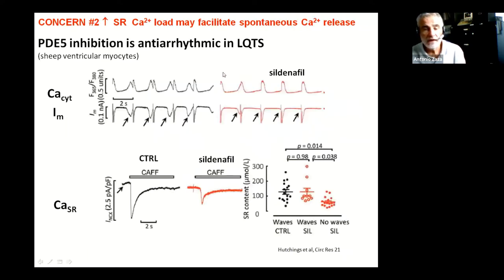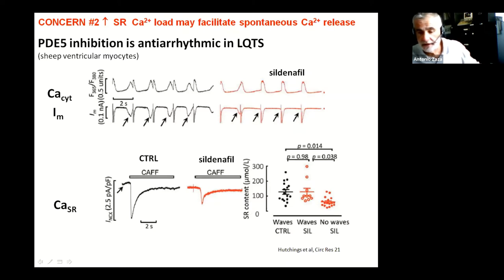Now let's go to the other concern, which dates back to the finding that the digitalis proarrhythmic effect was due to calcium overload. So calcium overload has become almost a synonym of arrhythmias induced by spontaneous calcium release events, even if it should not. I give you here just an example of a late finding, which goes back to that conception.